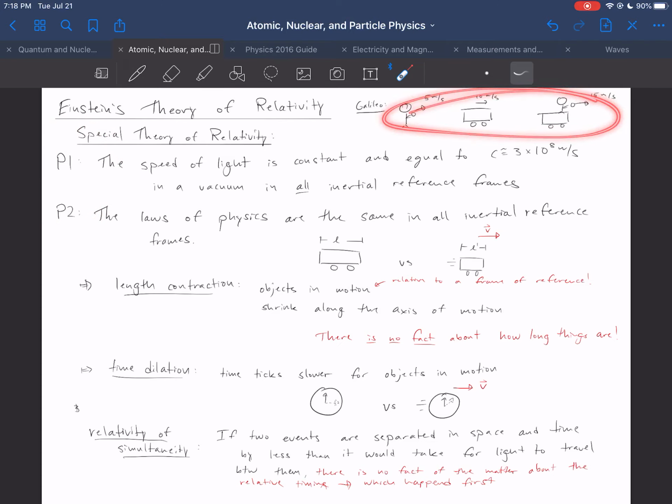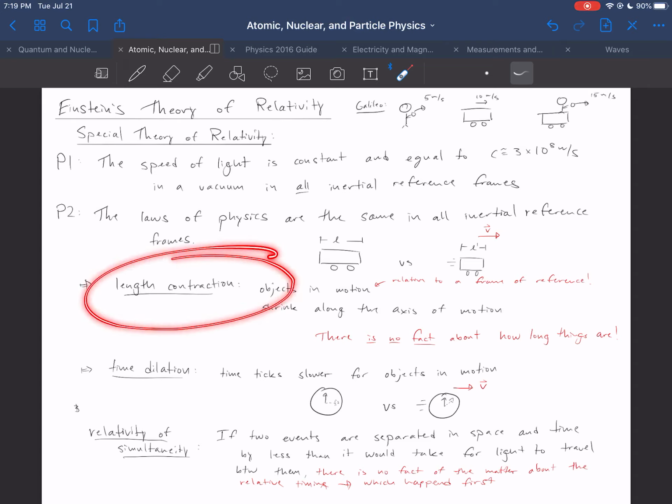And fundamentally, what's going to happen is that if you take these postulates and apply them to situations where light is doing what we described in Galileo, you find that the only way this can be true is if length and time do not work the way we thought they did. That is, if distance and displacement and time do different things. The first effect is known as length contraction.